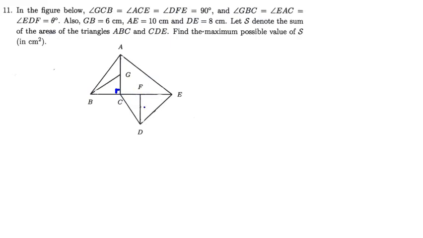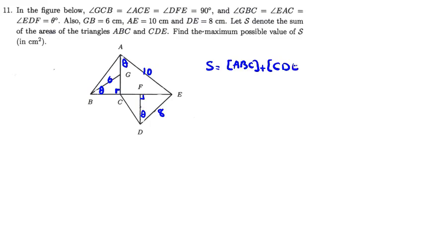DFE is 90. GBC is theta. EAC is theta. EDF is theta. Also, GB equals 6. AE equals 10. DE equals 8. And let us note that S is the sum of the areas of the triangles ABC plus CDE. Find the maximum possible value of S.